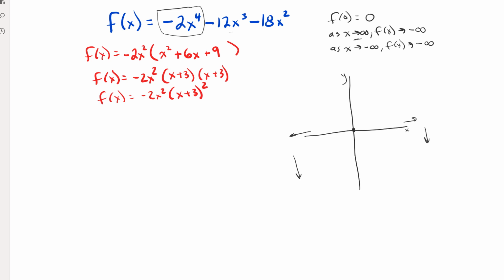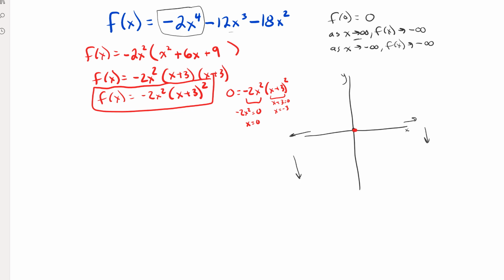So once we've got this factored form, what values of x make this 0? What would make negative 2x squared equal to 0? That would only be when x is 0. That's the only value that's going to make that true. And what makes x plus 3 equal to 0? That's when x is negative 3. So again, 0, we already knew we had an intercept at 0, because that's the vertical intercept. And we've got a point here at negative 3. So we've been able to add some information to our graph.